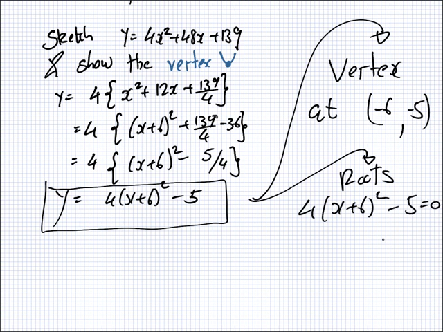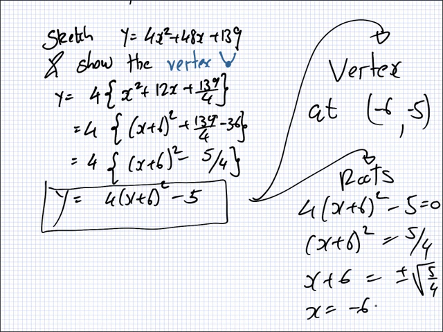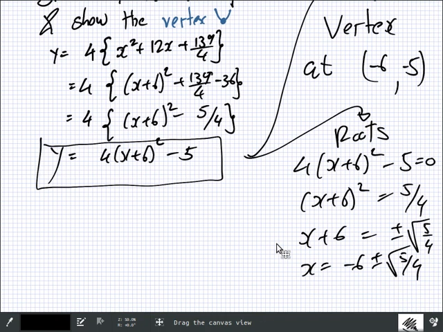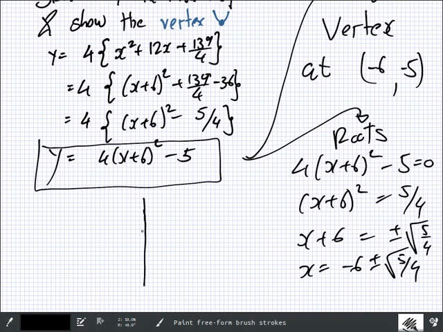Minus 5 equals 0. So that means x plus 6 squared equals 5 over 4. So that means x plus 6 equals plus or minus root 5 over 4. So that means x equals minus 6 plus or minus root 5 over 4. I think both of those will be negatives. So there'll be a minus 6 minus root 5 over 4, and here minus 6 plus root 5 over 4. A little messy, sorry. And then the vertex is at minus 6, minus 5, which would be like here.